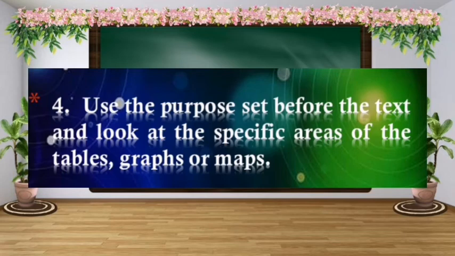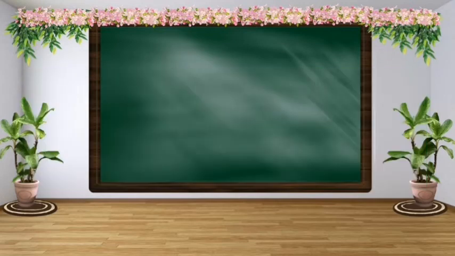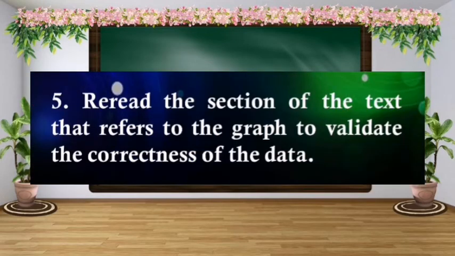The fourth step is to use the purpose set before the text and look at the specific areas of the tables, graphs, and maps. It means to say that in setting the purpose of the given text, you have to identify where the main topic, subtopics, and other details are that you are going to put in making your graphical representation.